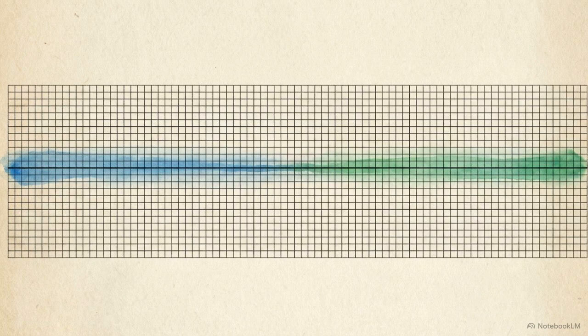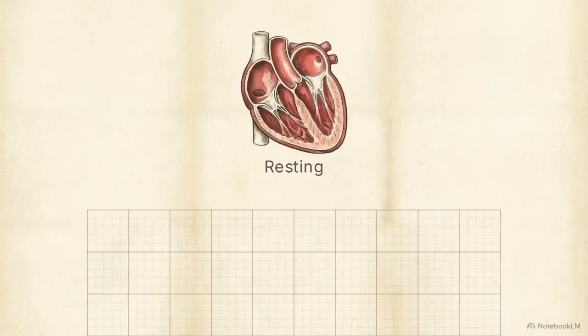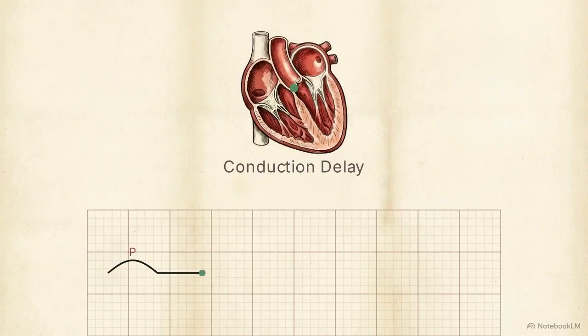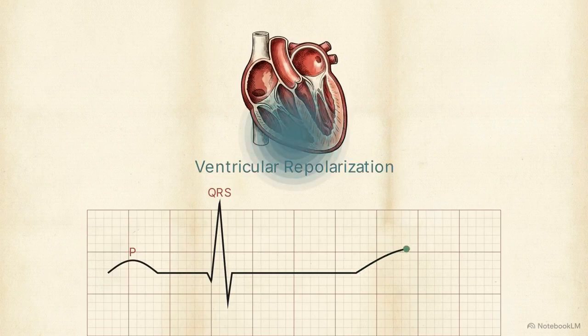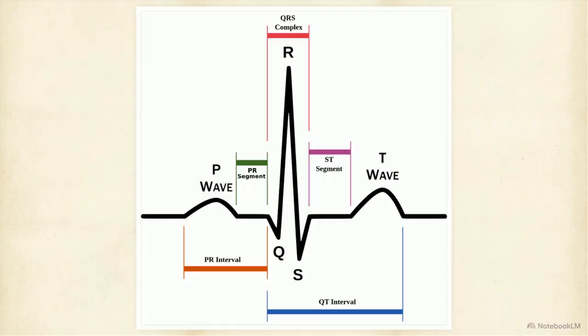The horizontal axis of the ECG is a strict measure of time. It sequentially maps the firing of distinct cellular populations as the signal moves from the top of the heart to the bottom. After the ventricles contract, the cells must reset. This period of ventricular repolarization creates the broad, slow curve of the T wave. This chart breaks down the critical measurements on that timeline.